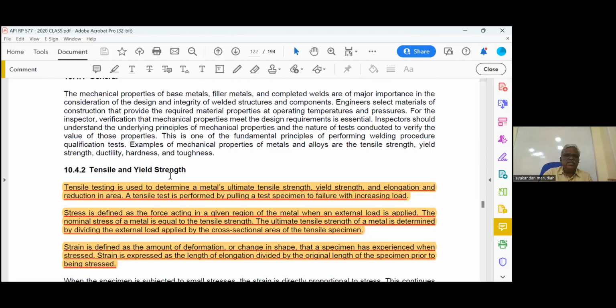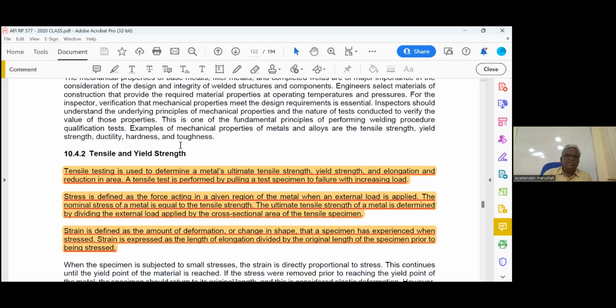Then page number 113, tensile strength and yield strength. Highlight these three paragraphs. Tensile testing, including tensile strength, yield strength, elongation, stress and strain definitions.